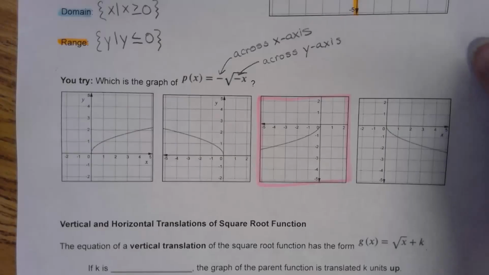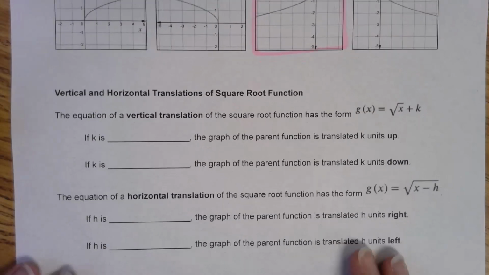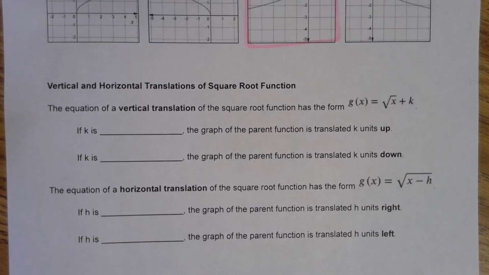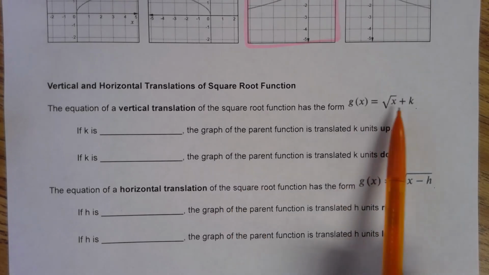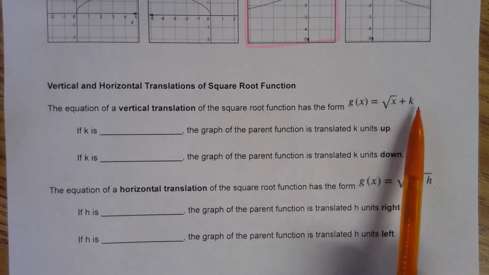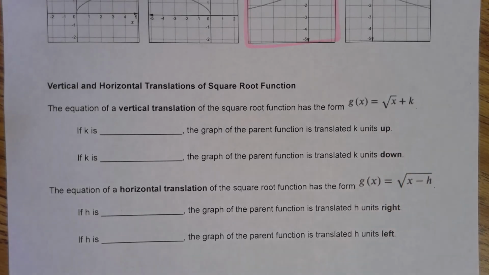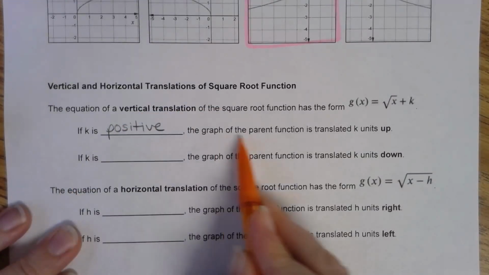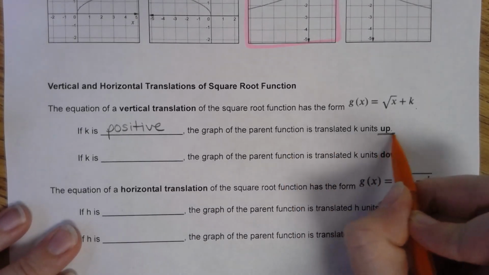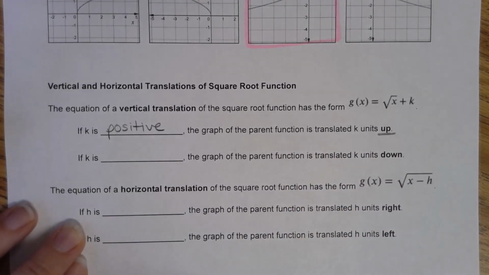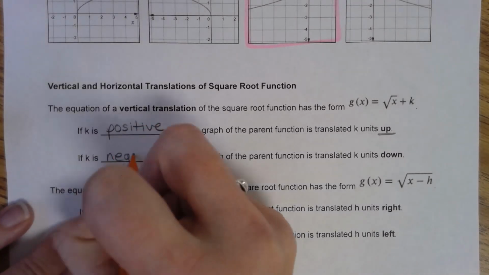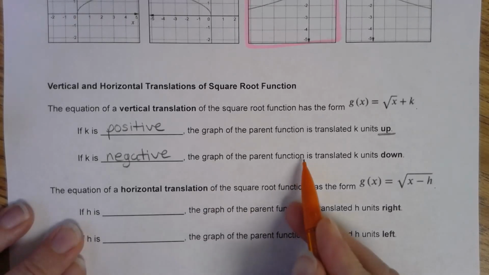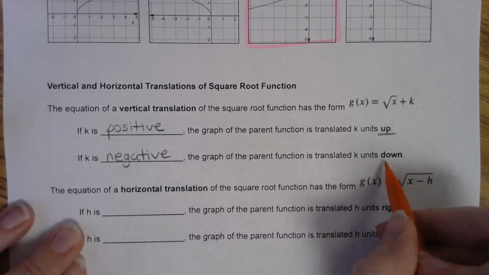Now let's look at vertical and horizontal translations of the square root function. The equation of a vertical translation of a square root function has the form g of x equals the square root of x plus k, where that plus k is on the outside of the radical. If k is a positive number, then the graph of the parent function is going to translate up k units. If k is a negative, then the graph of the parent function is going to translate down k units.